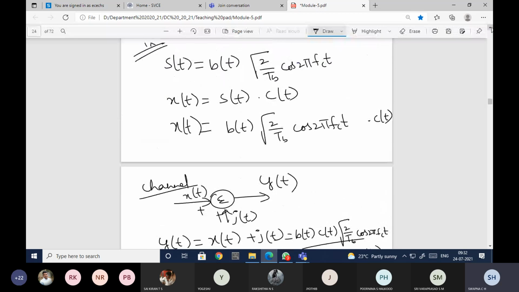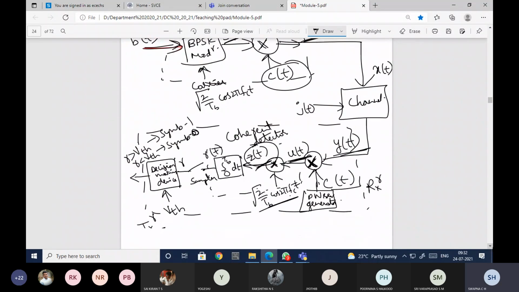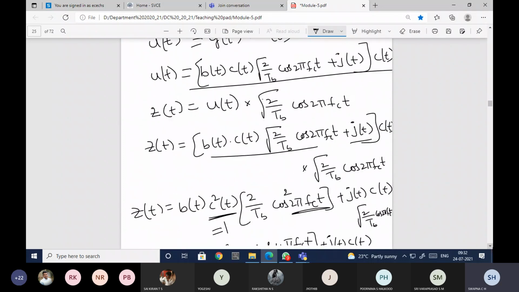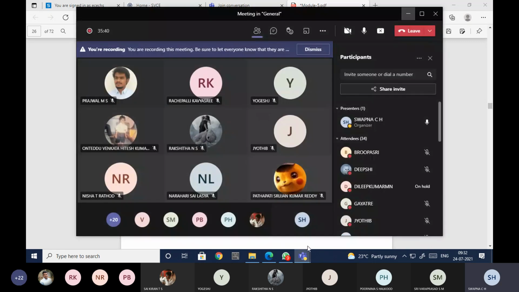So in the exam, if they ask you to explain the effect of despreading on a narrowband interference in DSSS, then you need to draw this block diagram and explain everything with respect to the equations as well. Hope this is clear to all of you. If you correlate this with the DSSS transmitter and receiver, it is the same thing, but here I have explained it with respect to the equations as well. So whenever they ask you about this despreading, you need to write all this. Is it clear to all of you?